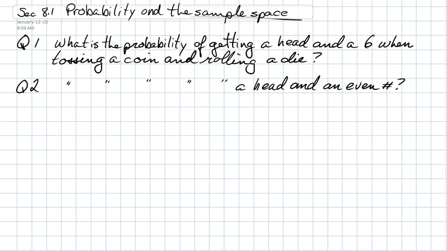Thanks to Mr. Howard for being here today and helping you through this section 8.1 on probability and the sample space. We're going to start by exploring two questions to help us get a handle on this probability. First one is, what's the probability of getting a head and a 6 when tossing a coin and rolling a die? Shorthand for that is, what's the probability of getting heads and a 6? And the second question is, what's the probability of getting a head and an even number, or probability of head and even number?